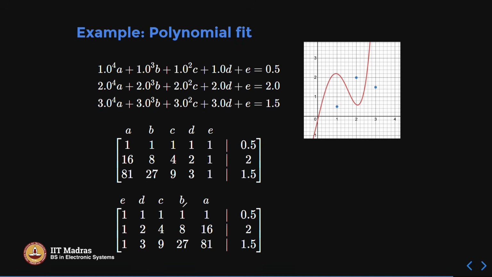In fact, this column swap is not necessary. If you think you can handle 16 and 81, go ahead. You can go ahead and eliminate the pivot 1 here, and below the pivot you can go ahead and eliminate. That's perfectly fine, nothing wrong. I'm just doing it to show you that these things are possible.